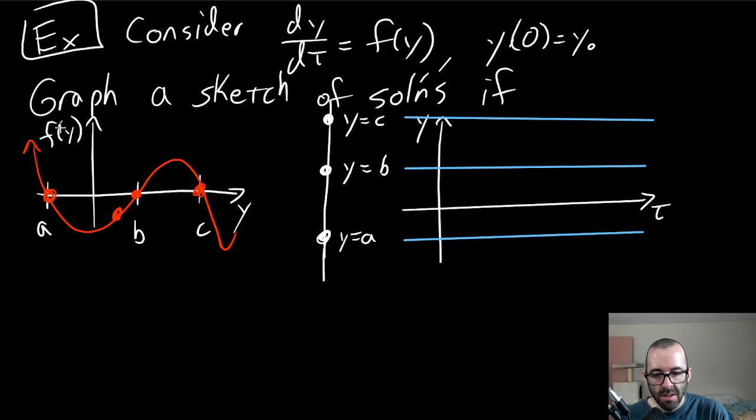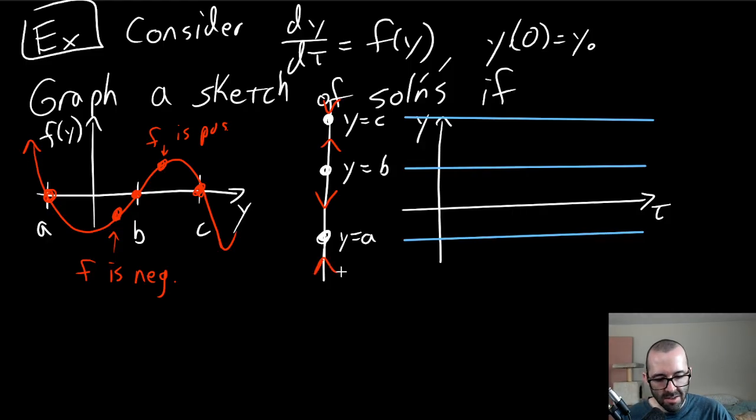At this point, f is negative. F has a negative value. This is the graph that tells you what f is. So here, f is negative. If f is negative, dy dt is negative. So between A and B, our functions are going to be decreasing. Look over here. Notice here, f is positive. So our function is going to be increasing between B and C. And over here, our function is going to be decreasing when it's bigger than C. It's going to be increasing when it's smaller than A.